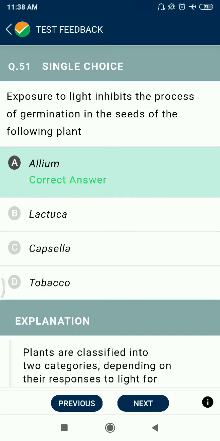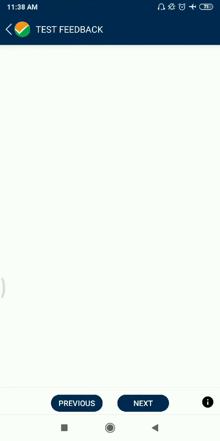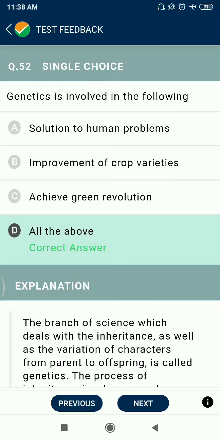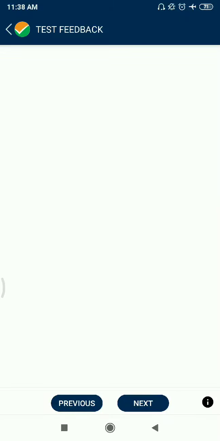Question 51. Exposure to light inhibits the process of germination in the seed of the following plants. Allium. Question 52. Genetics is involved in the following solutions to humans' problems. Improvement of crop varieties are achieved. Green revolution, and all of these are correct.